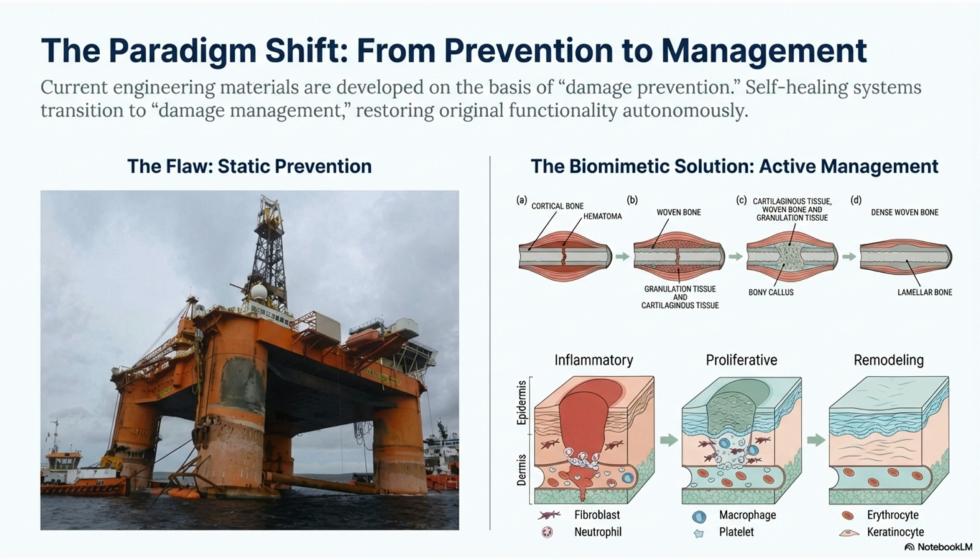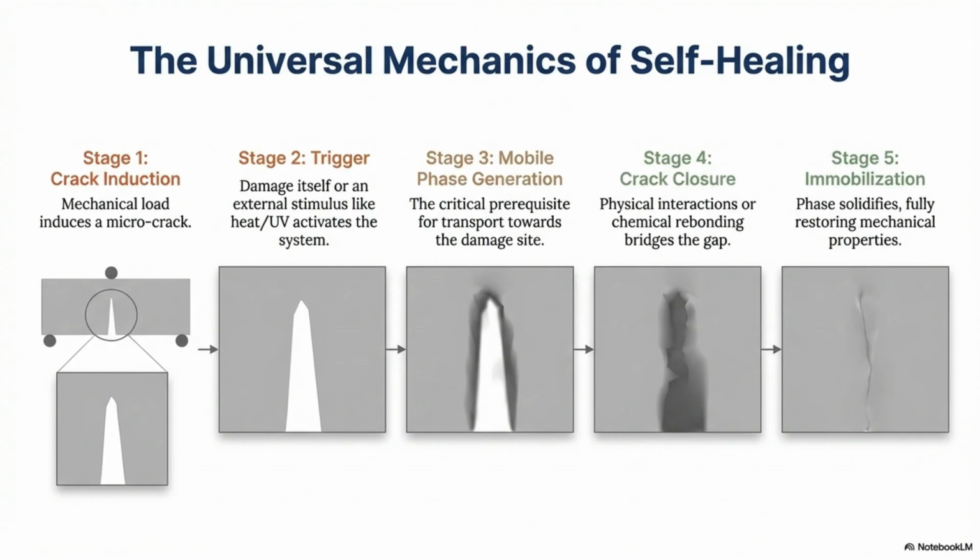Traditional engineering focuses on preventing flaws, while self-healing systems, inspired by natural repair processes like bone and skin healing, autonomously restore original functionality. Self-healing follows 5 universal stages.